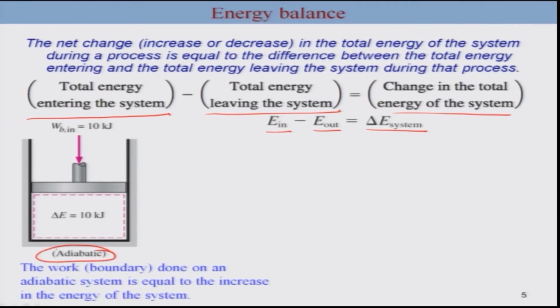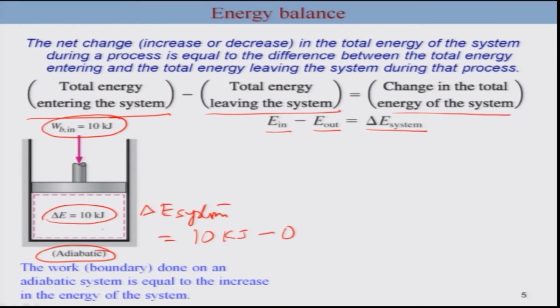where Q in or Q out is 0, and the change in energy, delta E of system, should be E in. In this case, what is E in? There is a piston which is moving, the boundary is movable. So there is a boundary work which is done, equal to 10 kilojoules. So E in is 10 kilojoules minus E out, there is no E out, so E out is 0. So delta E system should be equal to 10 kilojoules. You are simply applying energy balance based on this expression.